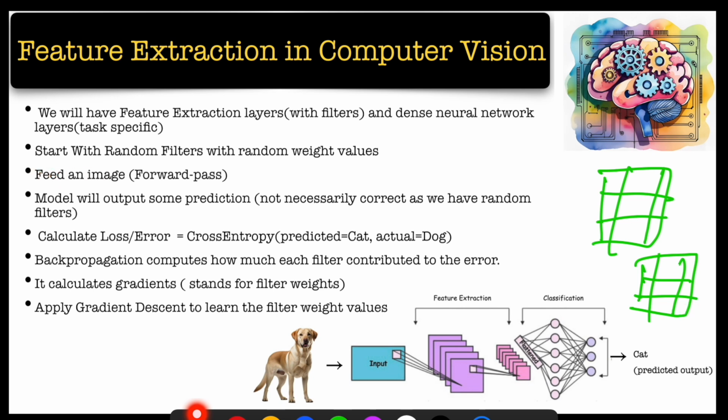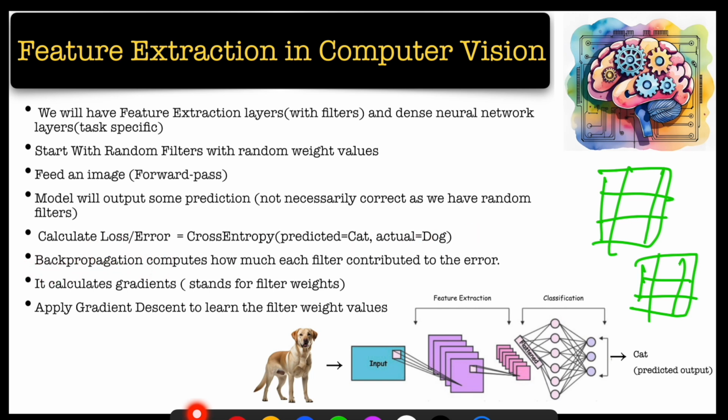We'll feed an image and do the forward pass, and the model will output some prediction. It's not necessarily correct as we have random filters, so the filters are not proper, and the model will output something wrong. We'll calculate the loss, let's say cross entropy loss, with predicted cat and actual dog.